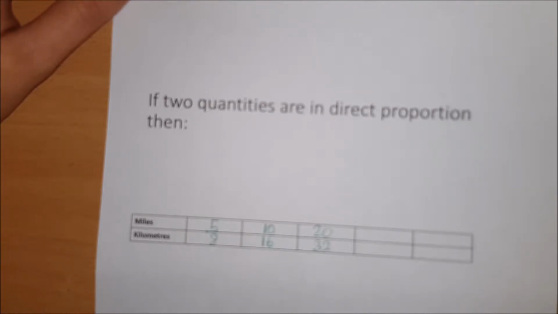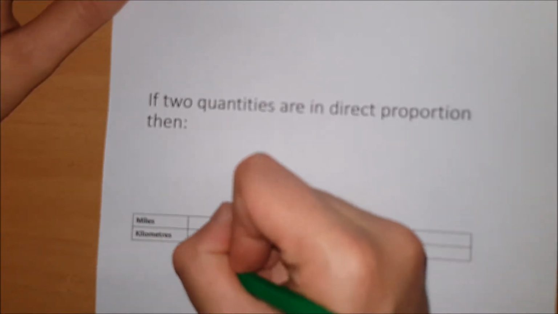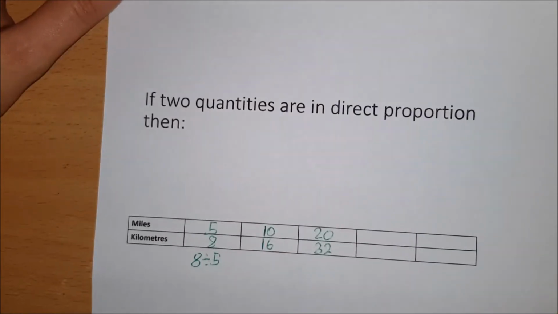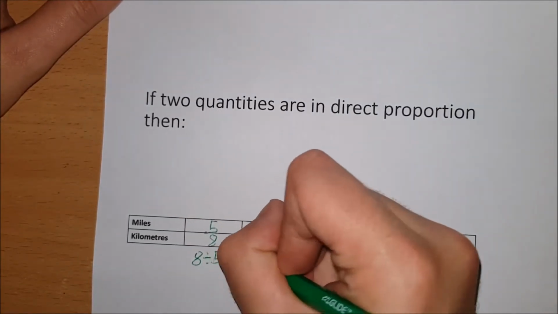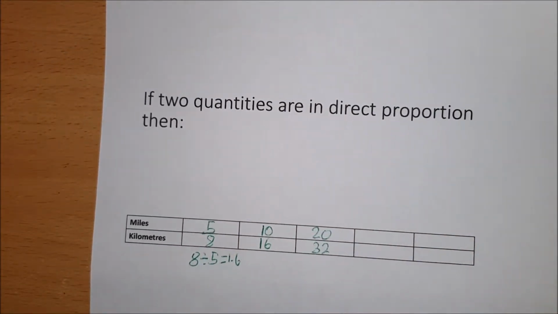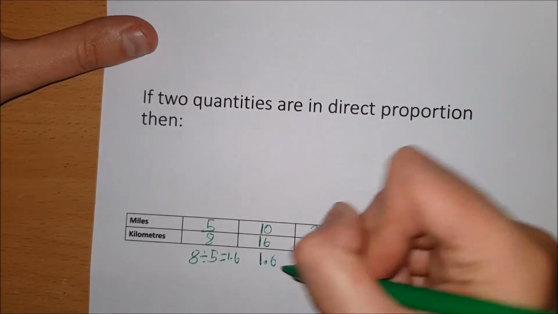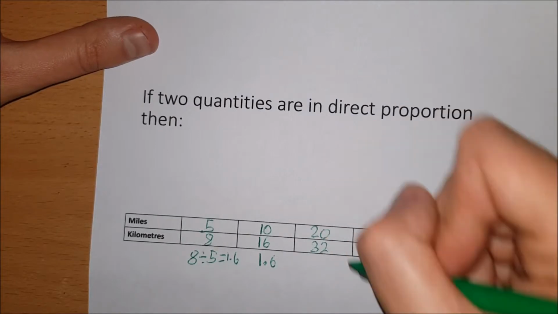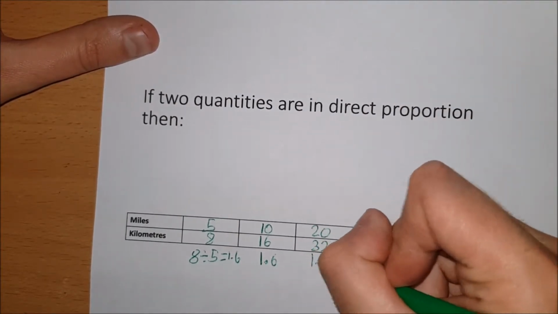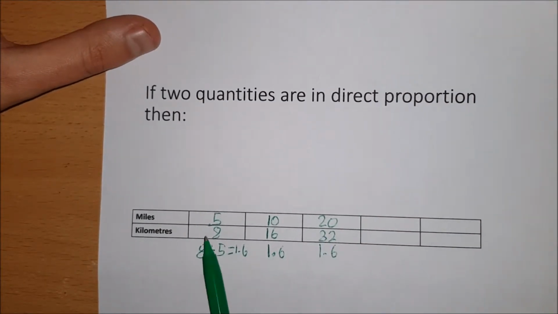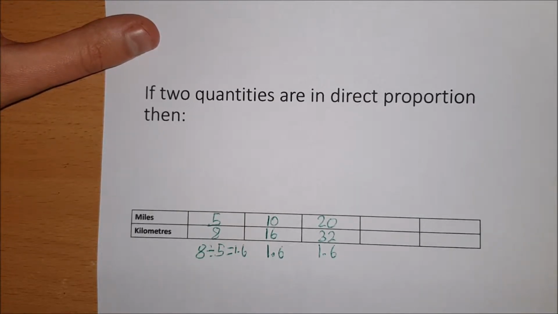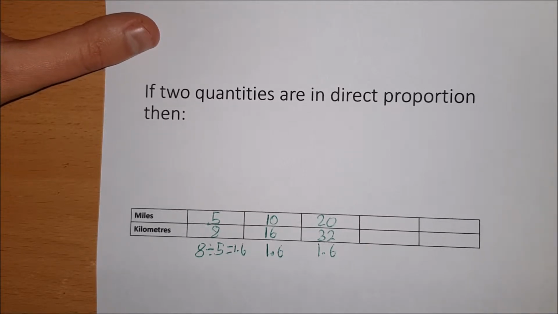And the way to find the link is if we do 8 divided by 5, then it's equal to 1.6. And also if we do 16 divided by 10, we get 1.6. If we do 32 divided by 20, we get 1.6. So anything across this grid that we've got here, if we divide the bottom by the top, we always get 1.6.